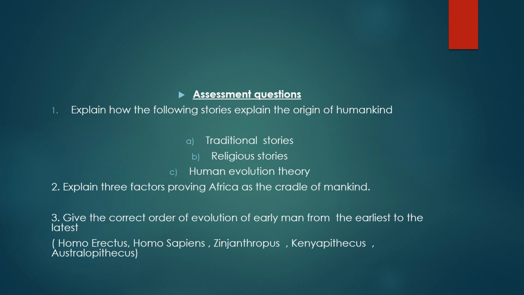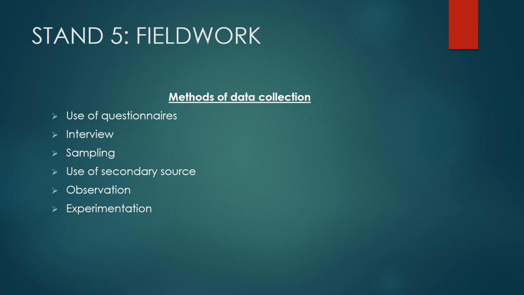We have Homo erectus, Homo sapiens, Zinjanthropus, Kenyapithecus, and finally Australopithecus. So in this section, number 3, I expect you to arrange the order of evolution in the correct order.